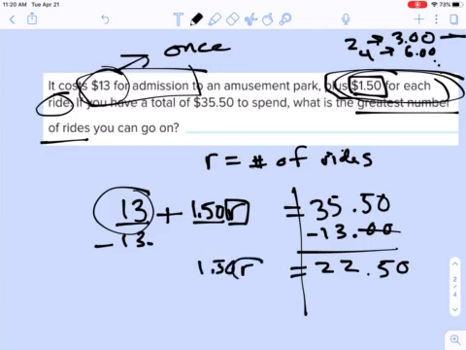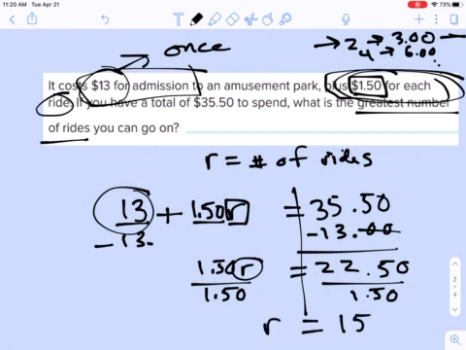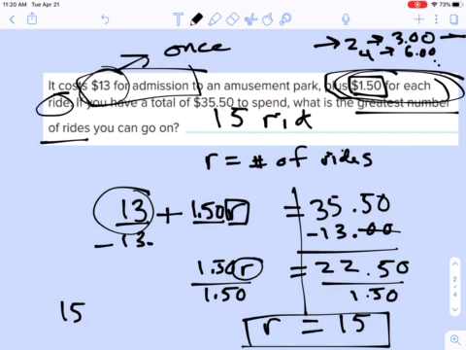So if I want to figure out how many rides they went on, I want to divide by this 1.50. All right? So I'm going to try and figure this out really quick. Well, if I know that every 2 rides is $3, 21 would be 7 multiples of that, so that would be 14 rides. So I think if I put this into a calculator, I should get 15. I should get R equals 15. So what we're saying here is you can go on 15 rides is the greatest number. So you would say the greatest number of rides you can go on, we'll write it up here, 15 rides.